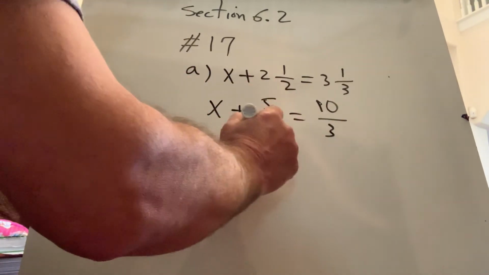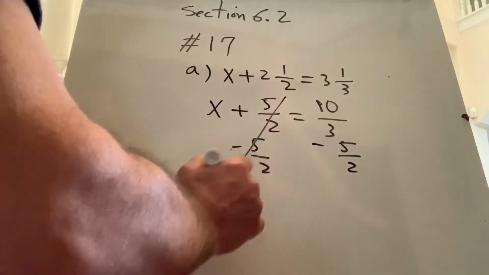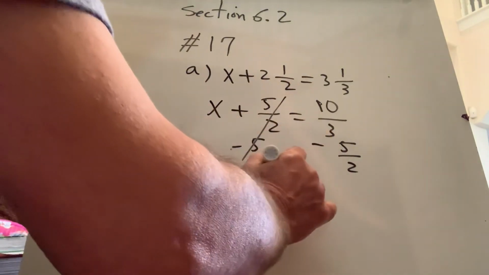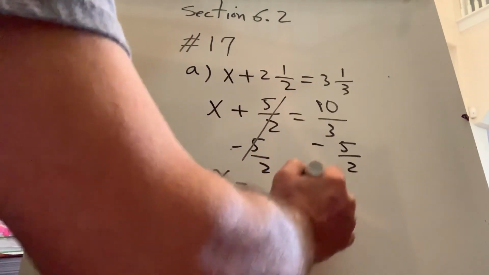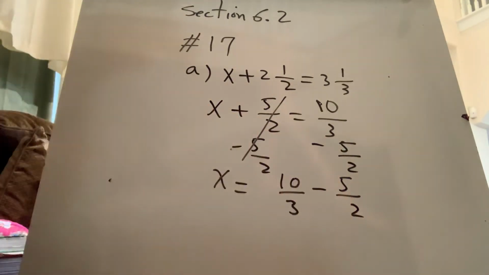So now we're going to subtract 5/2 from both sides to solve for x, to isolate the x. So now we have x equals 10/3, and then of course minus 5/2. And the last thing to do is, of course, combine them into a single fraction.